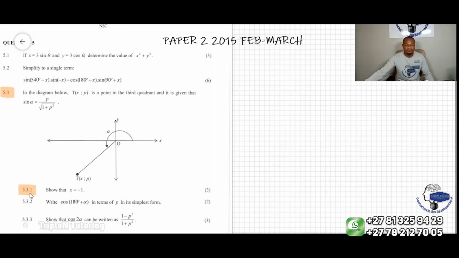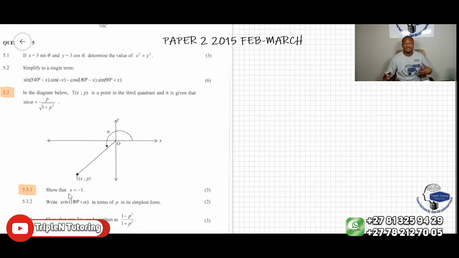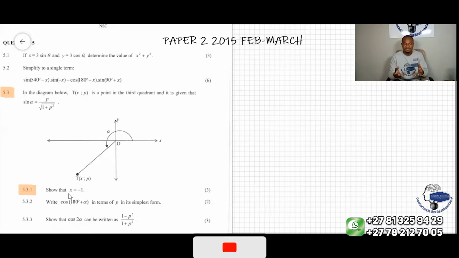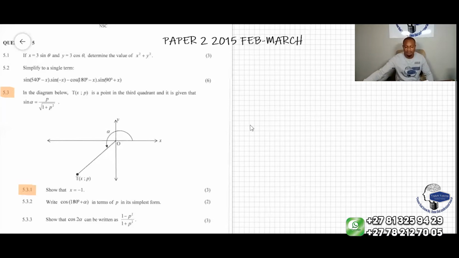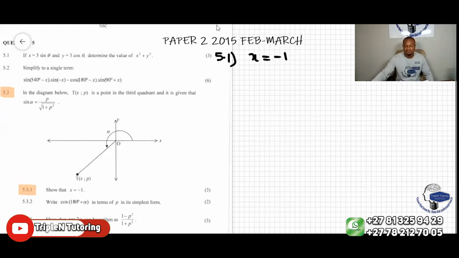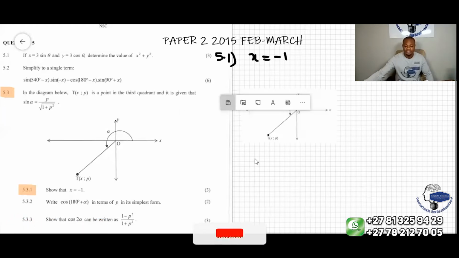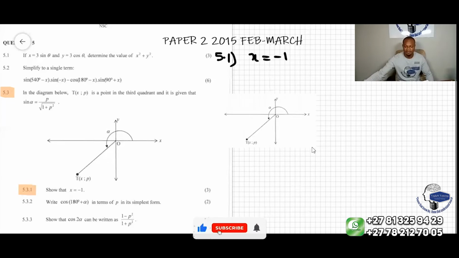Now, question 5.3.1 says show that x equals -1. When they say show that, it means x is already -1, but we need to prove why it is -1. Now, I want to write here question 5.1, where we need to prove that x is equal to -1. I prefer to do the same graph here, where I'm working out 5.1.